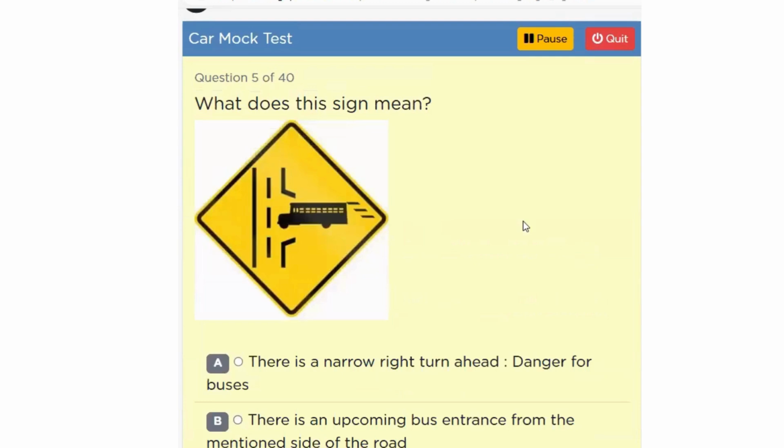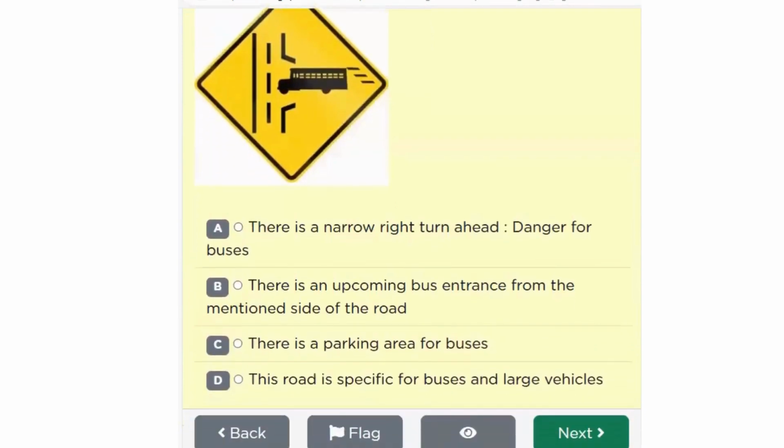Okay, what does this sign mean? There is a narrow right turn. No, there's no mention of turn. There is an upcoming bus entrance from the mentioned side of the road. It must be this one. There's entrance here and this is bus. So I'm going to choose this option.